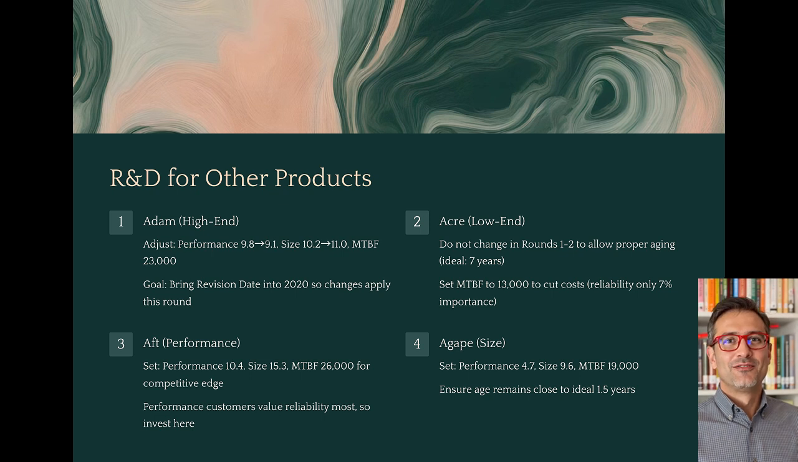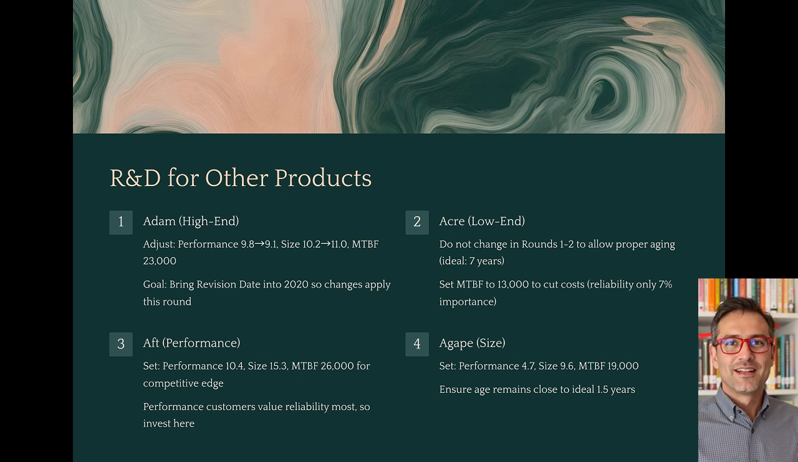4. R&D for other products. Pushpin Atom, high-end, Round 1 preferences, performance, 9.8 reduced to 9.1 size, 10.2 increase to 11.0 MTBF, 20,000 to 25,000 set to 23,000 ideal age, 0, as new as possible. Light bulb goal: adjust inputs to bring the revision date into 2020. If left in 2021, changes won't apply this round.